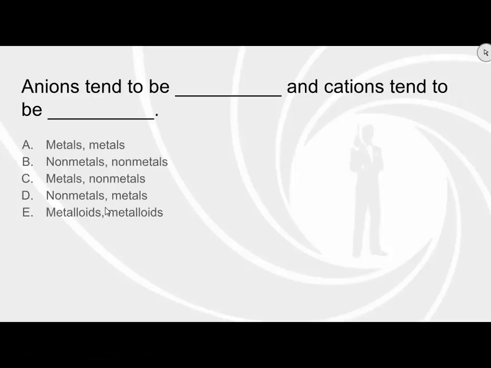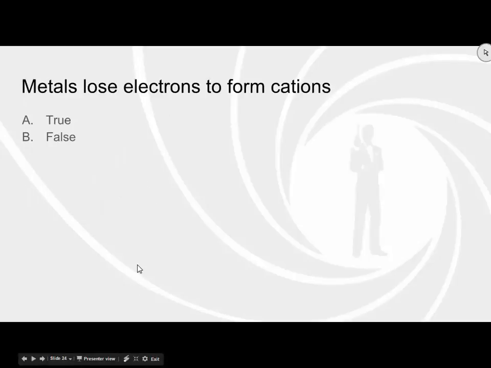Anions tend to be blank and cations tend to be blank. Anions tend to be nonmetals and cations tend to be metals. True or false, metals lose electrons to form cations. The answer should be true. Metals are going to lose electrons and become positive.